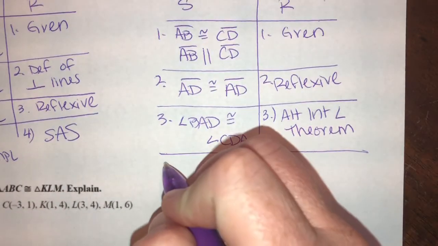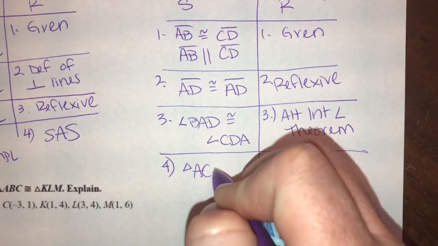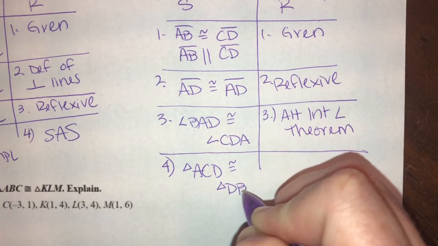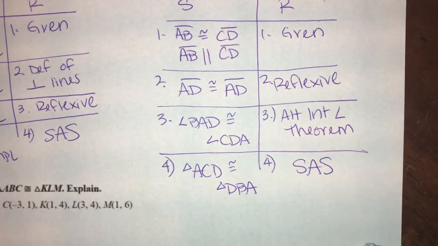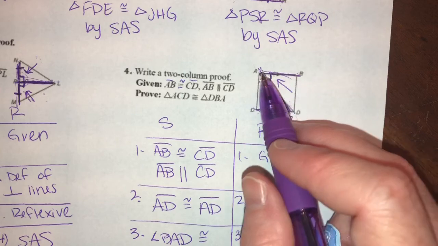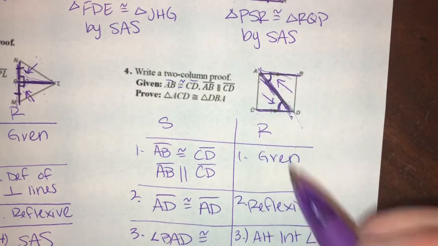So I can say that the triangles are congruent, triangle ACD. I'm just copying the proof. DBA. And that's because of side, angle, side. Because I proved side, angle, side, congruent to side, angle, side. So this triangle is congruent to this triangle.